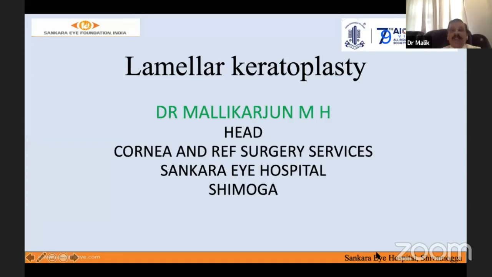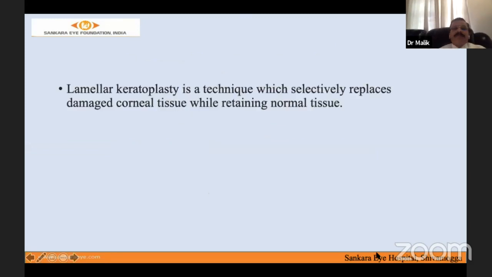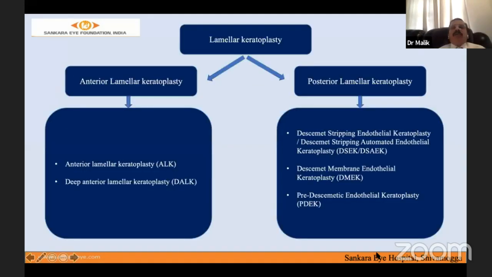So my topic today is lamellar keratoplasty for general ophthalmologists. What is lamellar keratoplasty? Lamellar keratoplasty, also called component corneal surgery, is wherein we can replace the diseased layer of any cornea with a healthy cornea. Lamellar keratoplasty can be classified depending on the layer of the cornea which is being transplanted. It can be anterior lamellar keratoplasty or posterior lamellar keratoplasty.